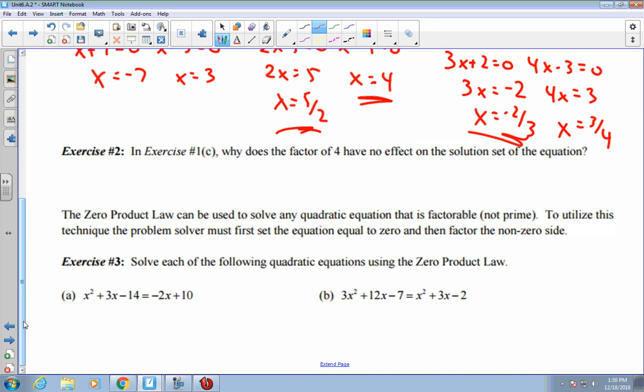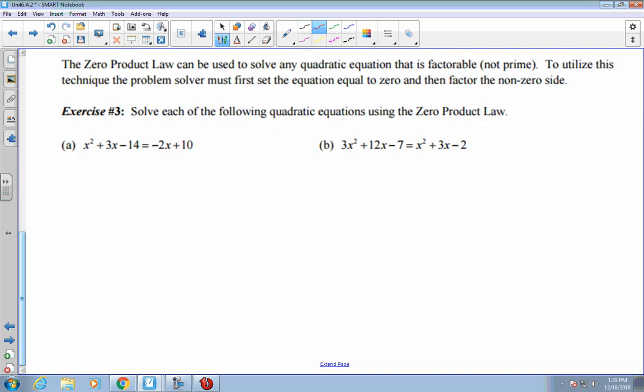The zero product law can be used to solve any quadratic equation that is factorable. To utilize this technique, the problem must first set the equation equal to 0. Okay, so whenever you see an equation that has an x squared in it, anytime you see that occur, you have to set it equal to 0. So bring everything over to the side that will make or keep the x squared positive. We do not want to deal with a negative x squared. We don't want to deal with it when we're factoring, and we don't want to deal with it when we're solving. So keep the x squared positive or make it positive.